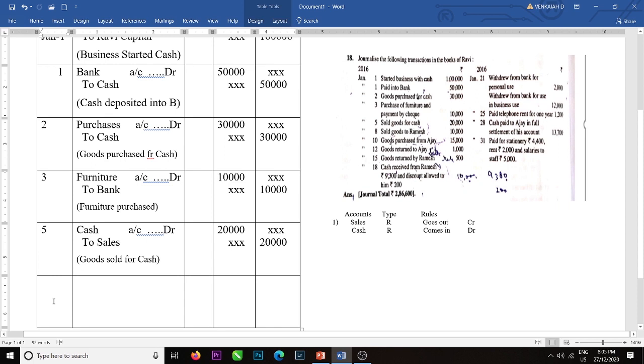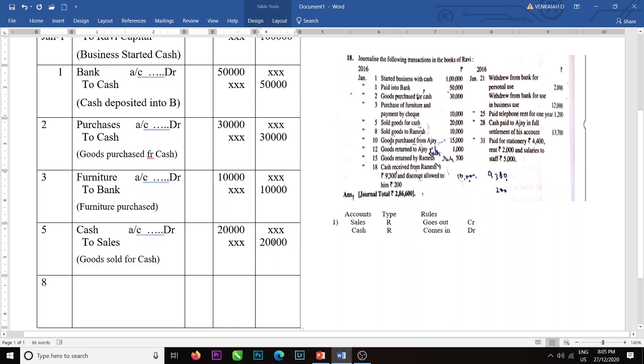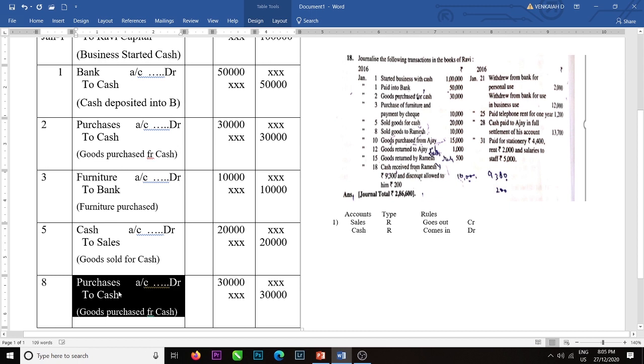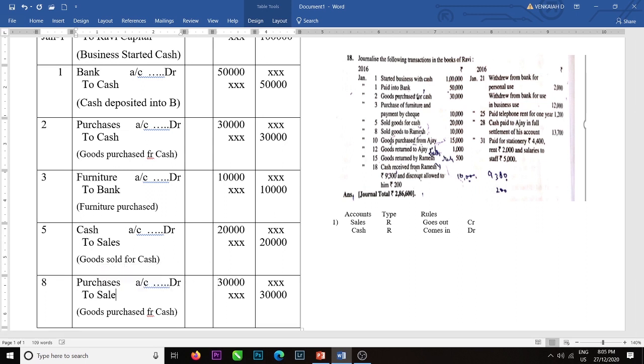Next entry. Same date, 8th date. Goods sold to Ramesh. So this is a credit entry. Don't go for analysis, directly we can write. So sales are always credit. Sales amount is goods sold to Ramesh, 10,000.